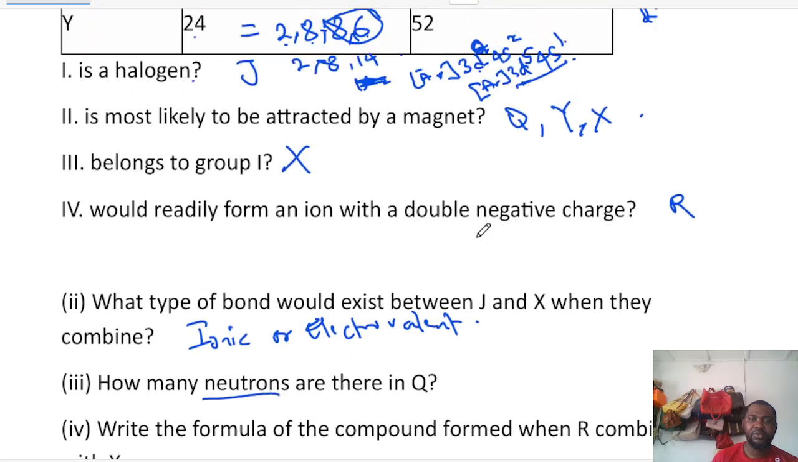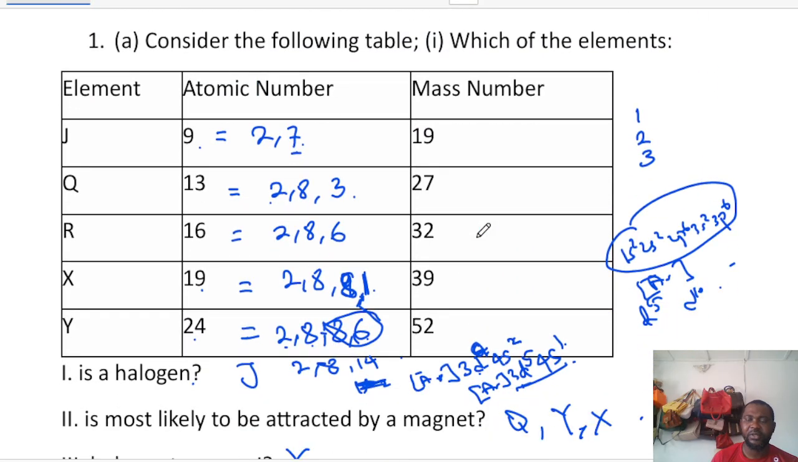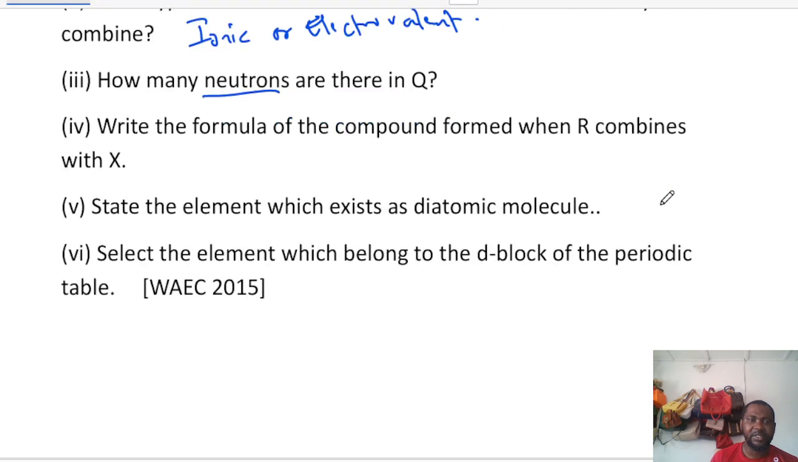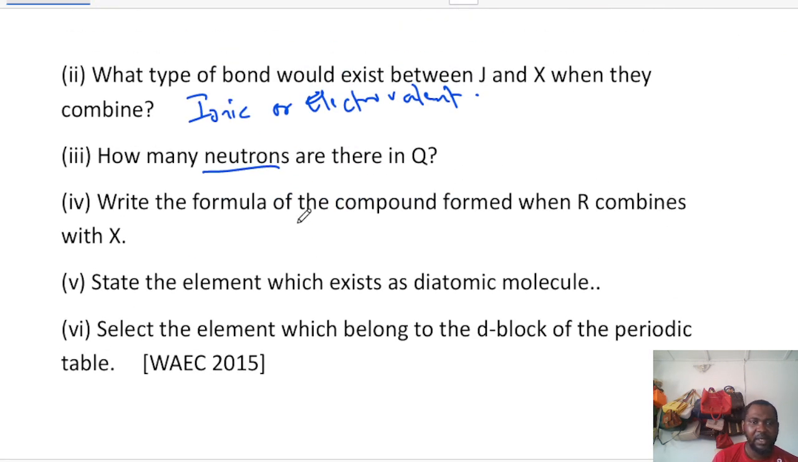Now, the next one says, how many neutrons are in Q? Of course, you should know that the number of neutrons is always equal to mass number minus atomic number. I will say M minus A. So the mass number for Q is 27. The atomic number for Q is 13. So 27 minus 13 is 14. So the number of neutrons is 14. So I'm going to come here and write 14.